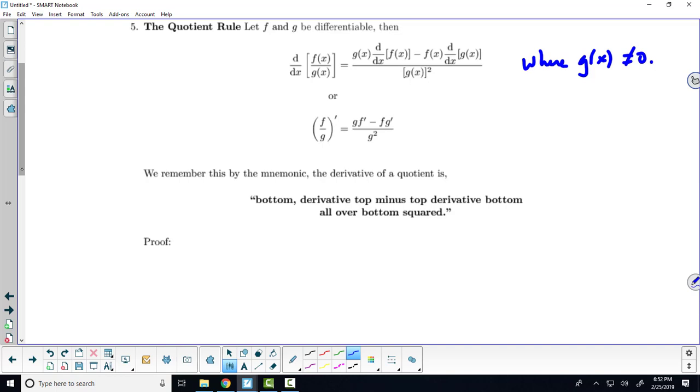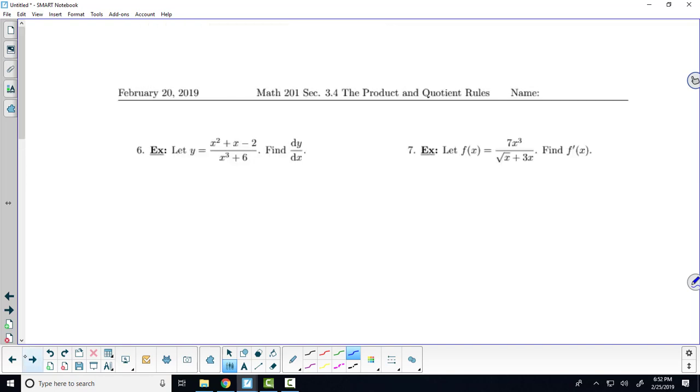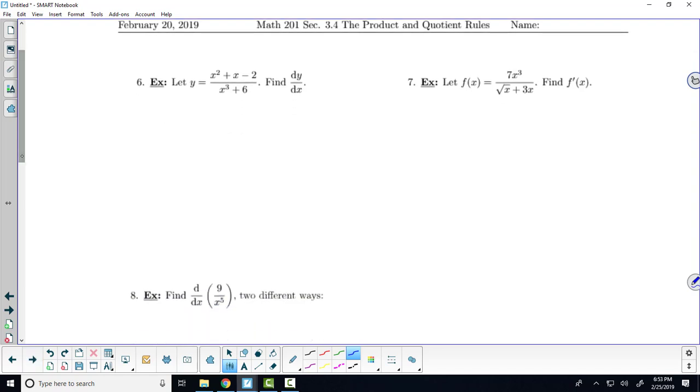So you can search, you can ask your friends, hey, what do you do to remember this? But you need to come up with something to remember the quotient rule. All right. So let me just show you how mine works. If we call f the top and g the bottom, then we would have the bottom function times the derivative of the top minus the top function times the derivative of the bottom all over the bottom function squared. So let's put this into practice. I'll do this one with you, and then you guys can try 7 in your groups.